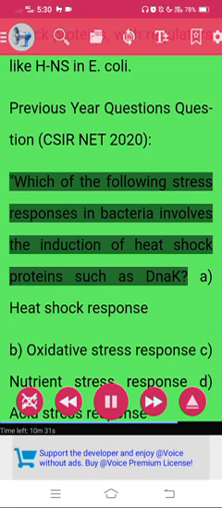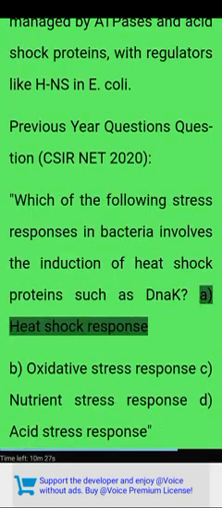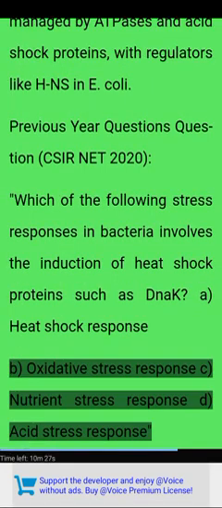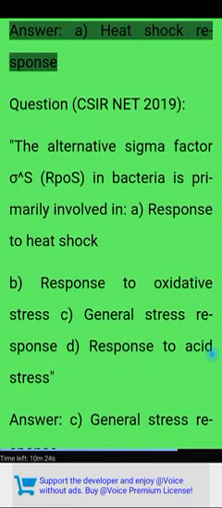Which of the following stress responses in bacteria involves the induction of heat shock proteins such as DnaK? A. Heat shock response. B. Oxidative stress response. C. Nutrient stress response. D. Acid stress response. Answer: A, heat shock response.